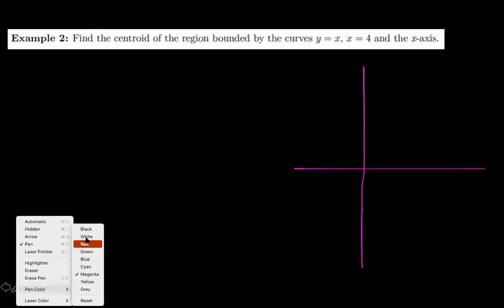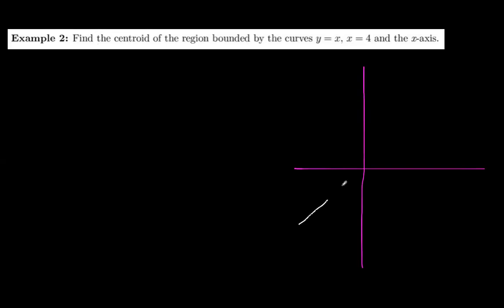So here, find the centroid of the region bounded by the curves. Let's make use of another color. y is equal to x, something like this, and x is equal to 4, and the x-axis. So this is our x. x is equal to 4, therefore this is 4, and this is 0. And we want to find the centroid of the region.